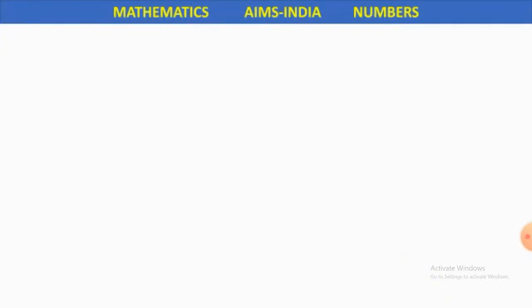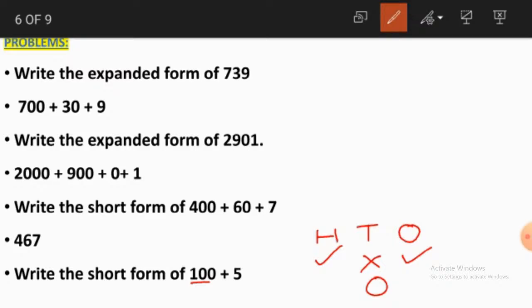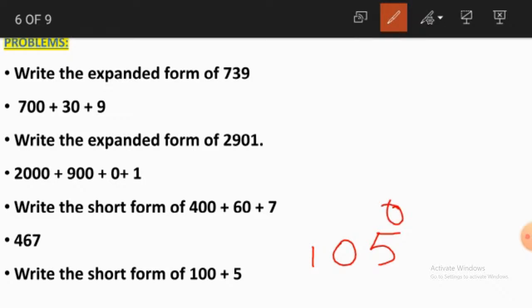So what will the answer be? The answer will be 105. How? 5 is in ones place, 0 is in tens place and 1 is in hundreds place. See? In the question 1 is in hundreds place, in the answer as well 1 is in hundreds place, 5 is in ones place and in the answer as well 5 is in ones place. So our answer is correct, 105.